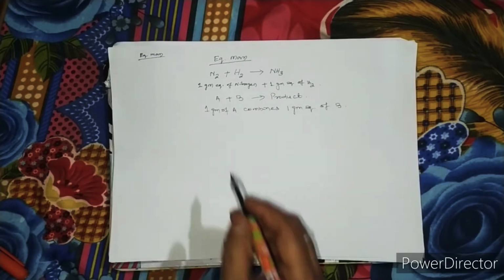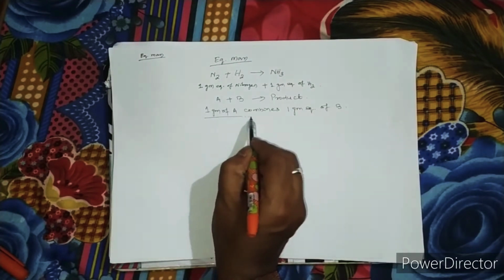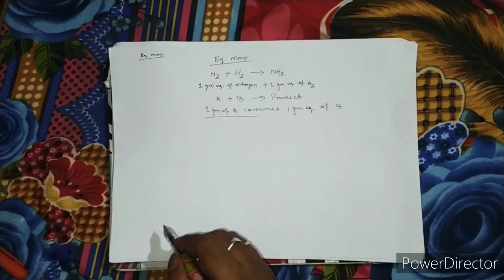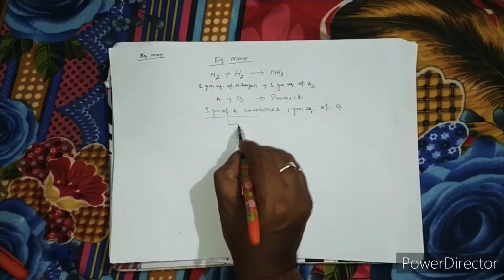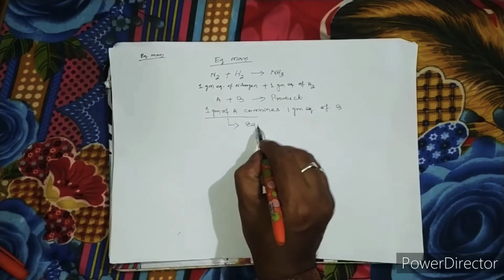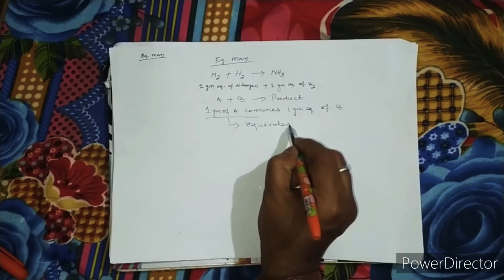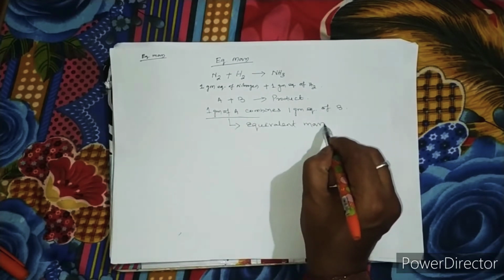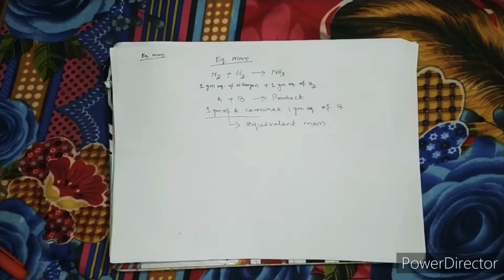Then what is the meaning of 1 gram equivalent? 1 gram equivalent is nothing but equivalent mass. Then how to write or how to calculate equivalent mass?